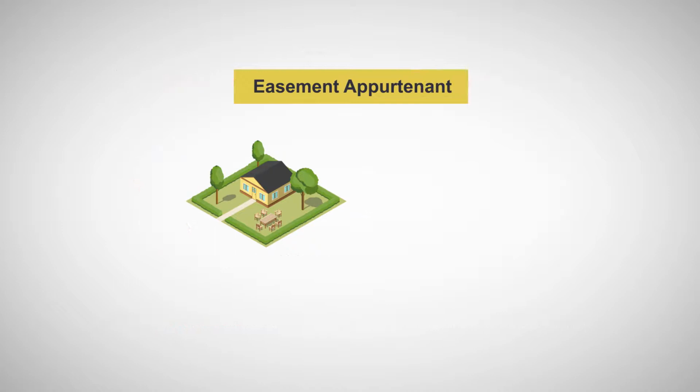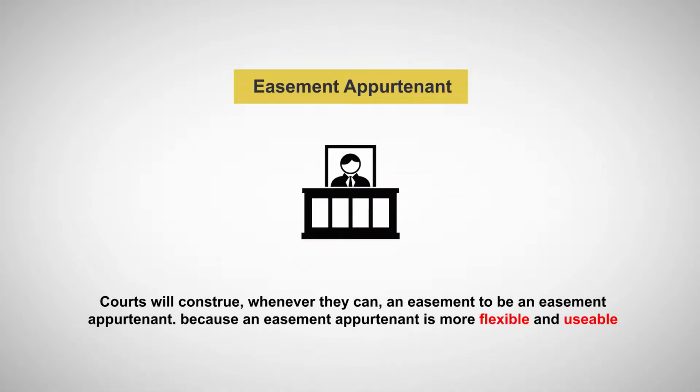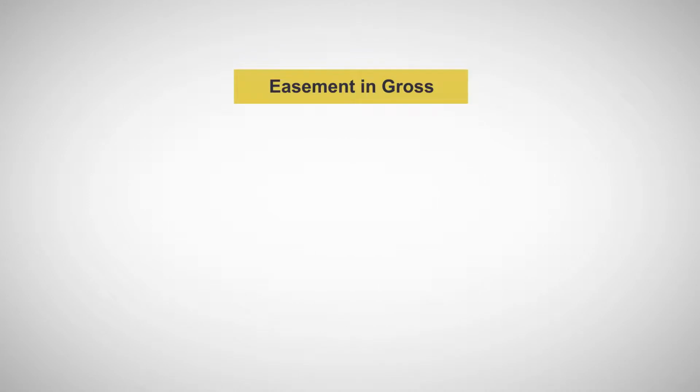An easement appurtenant is attached to the land, passes with the land, and benefits the land. Courts will construe, whenever they can, an easement to be an easement appurtenant because easements appurtenant are more flexible and usable. The second category is an easement in gross.